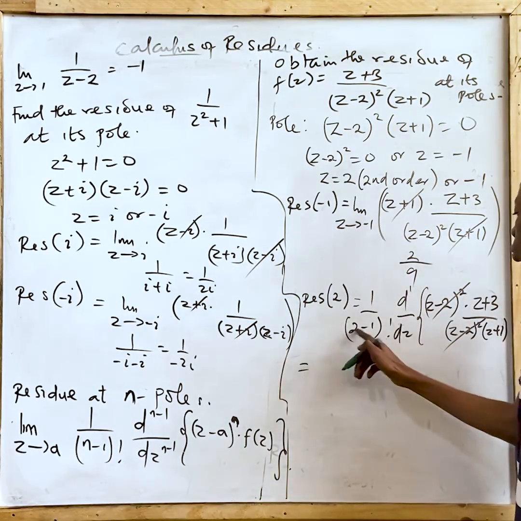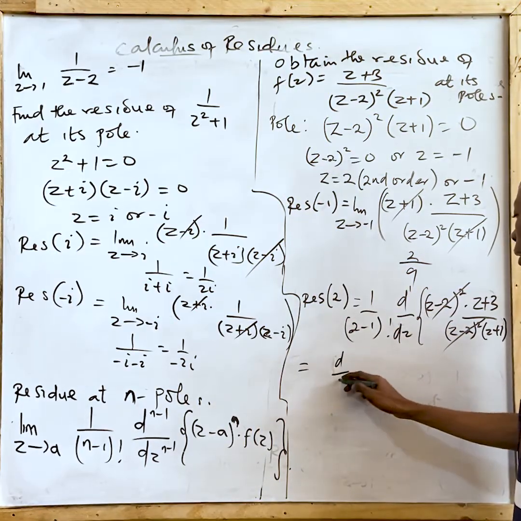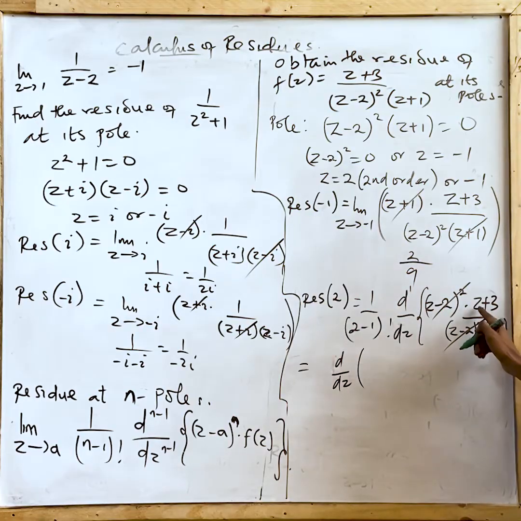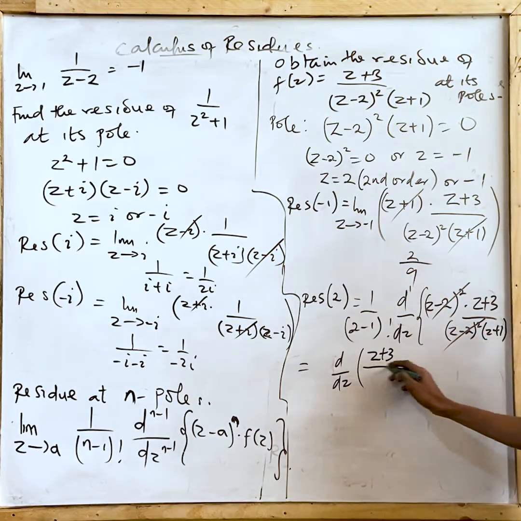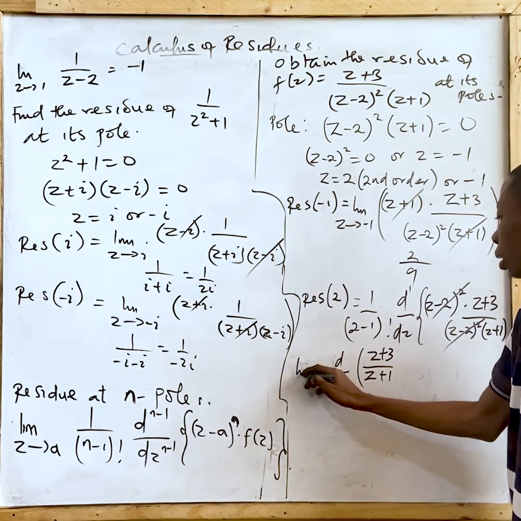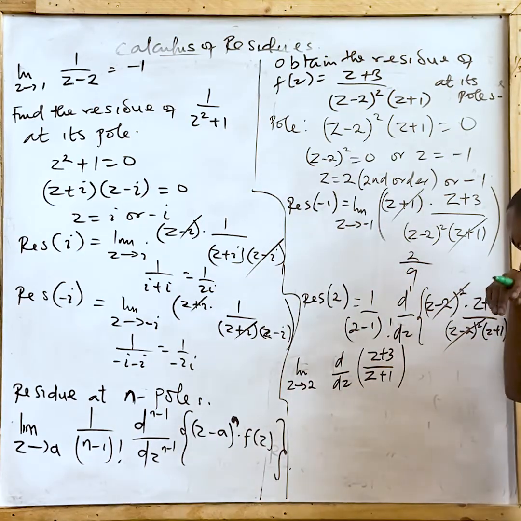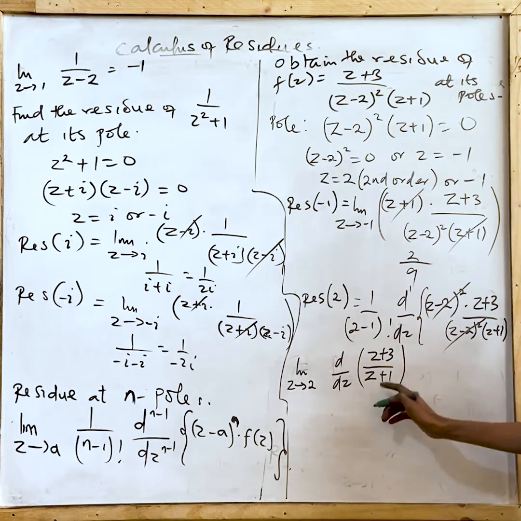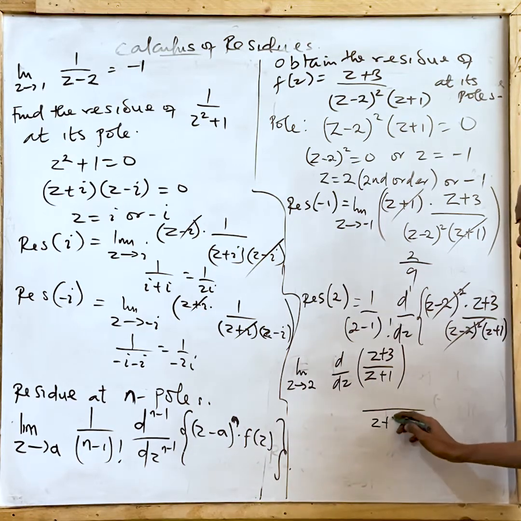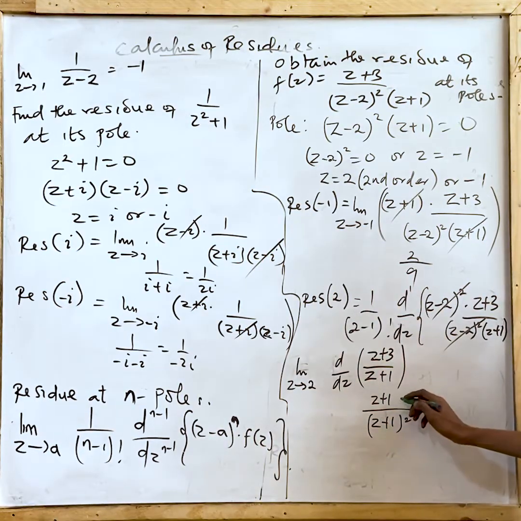So the residue will be 1 over 1 factorial, that's 1. Well, that one is not significant. d/dz. What are we now differentiating? We are differentiating z plus 3 divided by z plus 1. Don't forget the limit, so the limit as z approaches 2. So how do I differentiate this? Quotient rule. We are going to have over v squared, z plus 1 all squared. Write z plus 1, differentiate z plus 3, that's 1. v du minus, write z plus 3, differentiate z plus 1, that's 1.